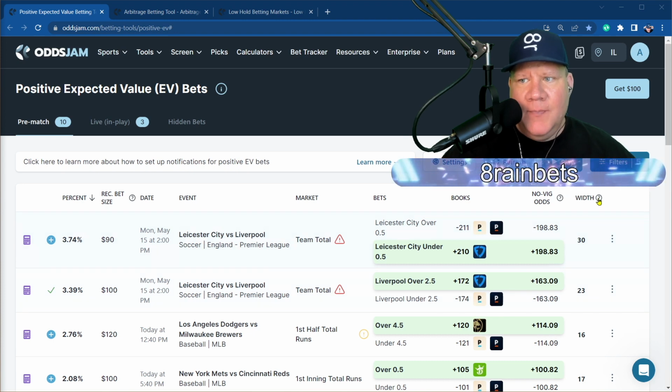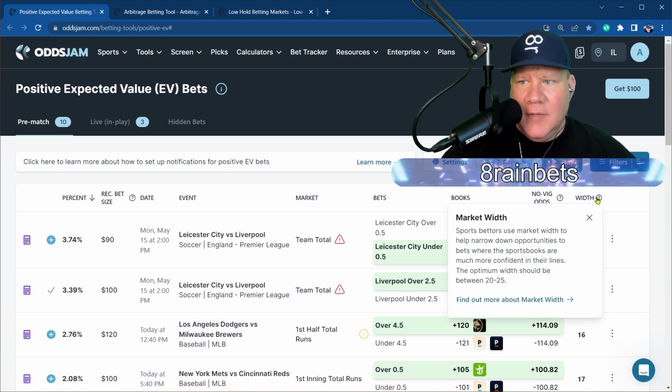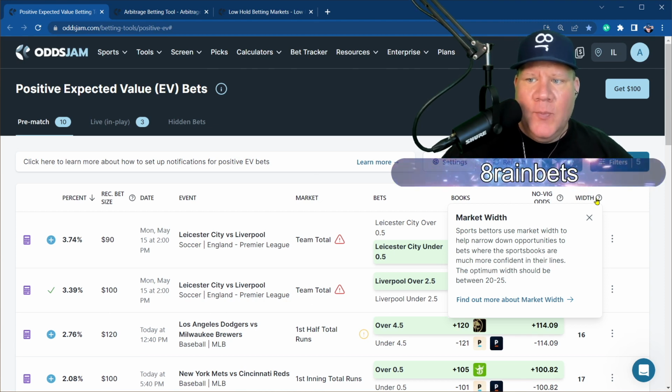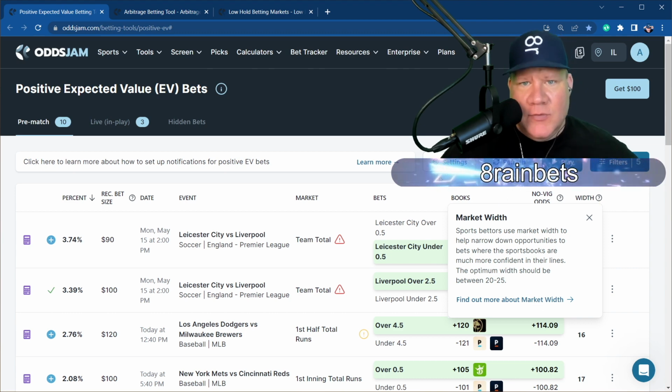Width on the positive EV screen has a little explanation. Sports bettors use market width to help narrow down opportunities to bets where sportsbooks are much more confident in their lines. The optimum width should be between 20 and 25. And you can find out more about market width; there are additional videos and all of that.